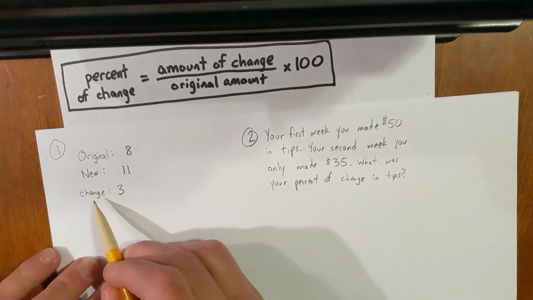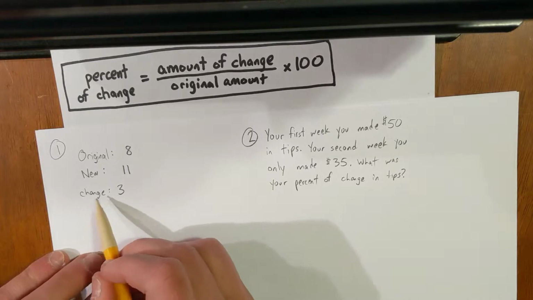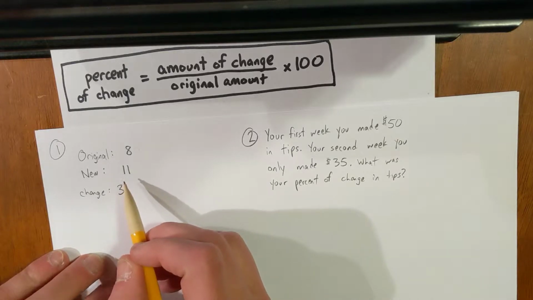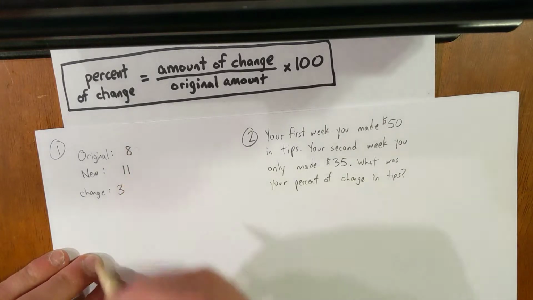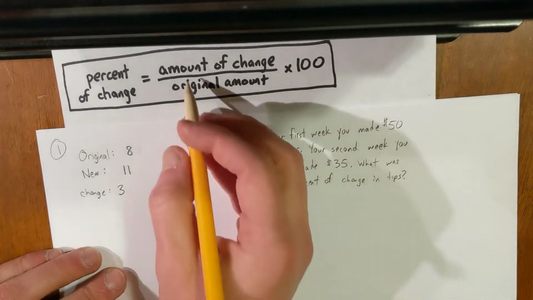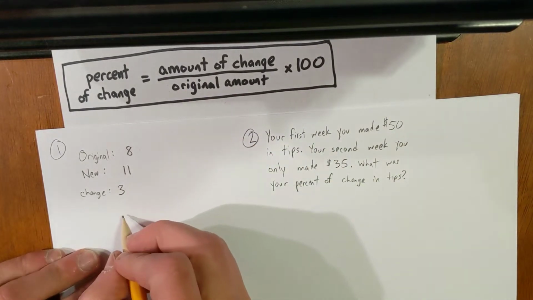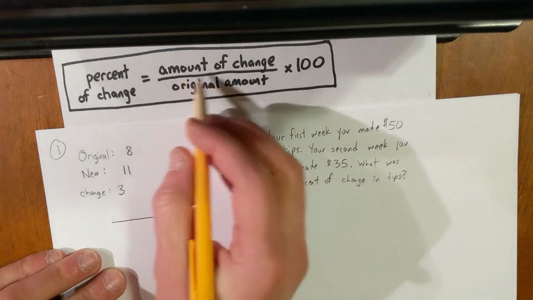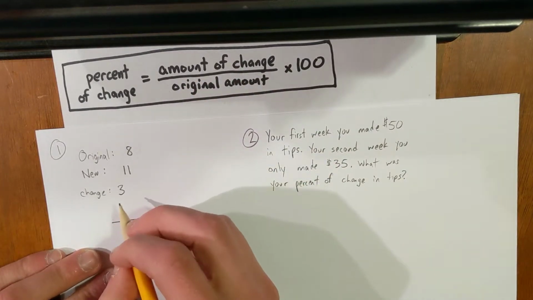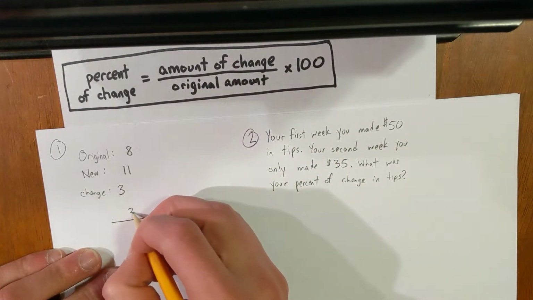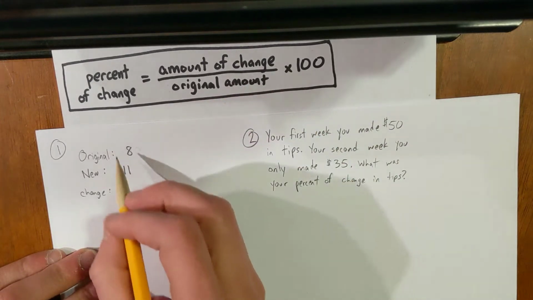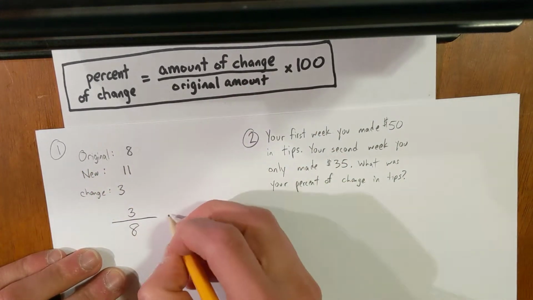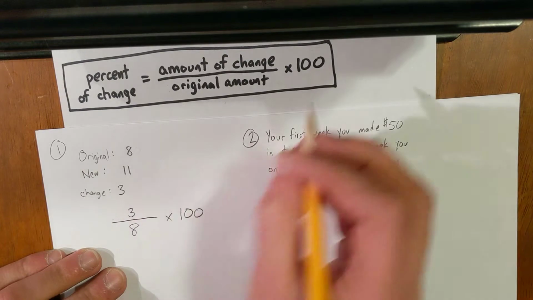Okay, I already had found the change earlier, and that is 3, right? It changes by 3 going from 8 to 11. We could do subtraction to find that. So we're going to use the formula: the amount of change, which in this case is 3, over the original amount, which was 8. And after we do that, we're going to multiply by 100 to get our answer.